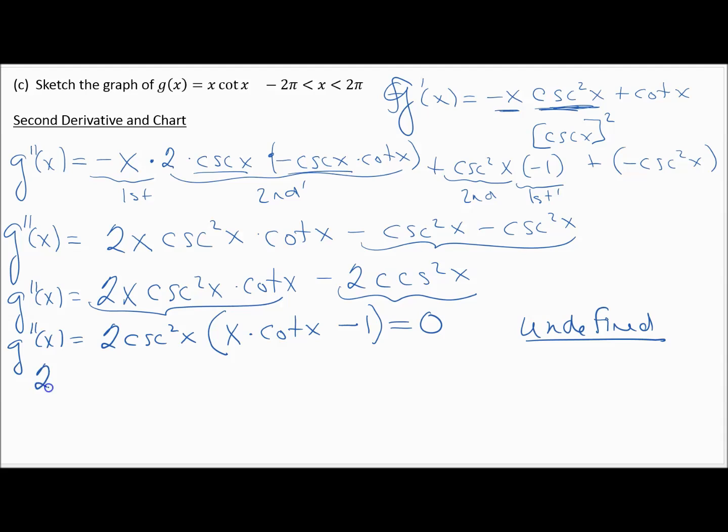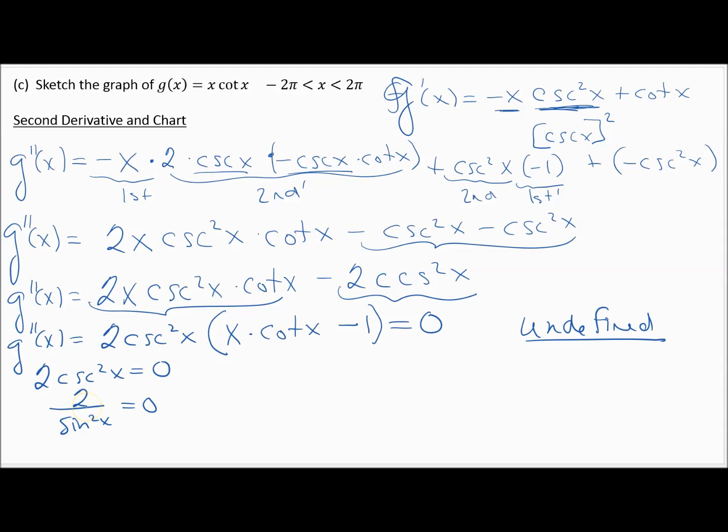Now, if I set 2 cosecant squared of x equal to 0, we don't think in terms of cosecant, do we? At least I don't. You may. So that's going to be 2 over sine squared of x equal to 0. Now, y'all, that just can't happen, right? If I have a fraction equal to 0, there's no way in the world that's ever going to equal 0 with a constant in the numerator. I can't turn that 2 into a 0.